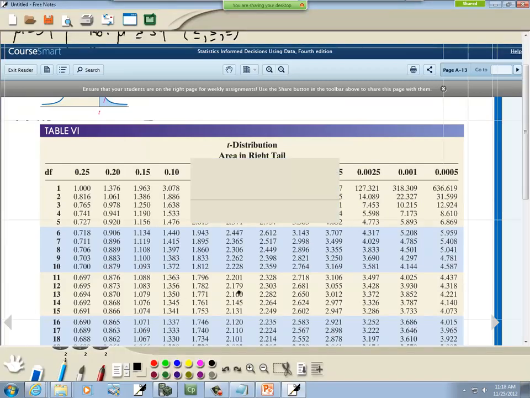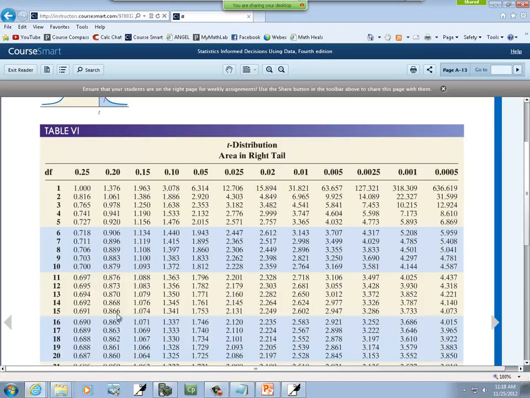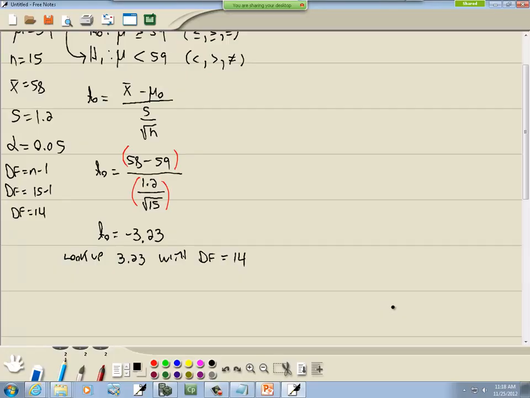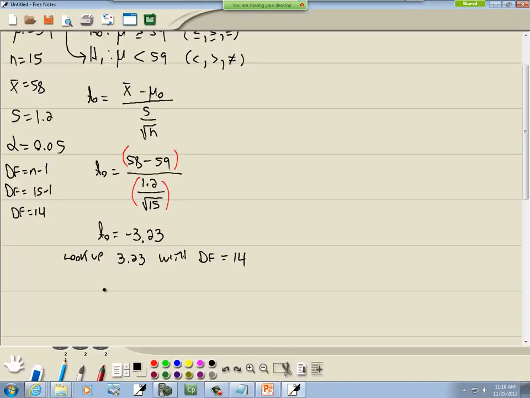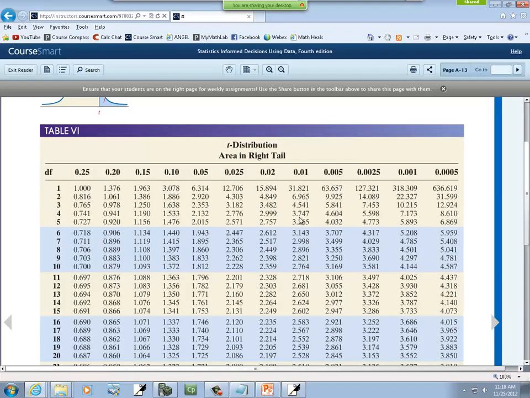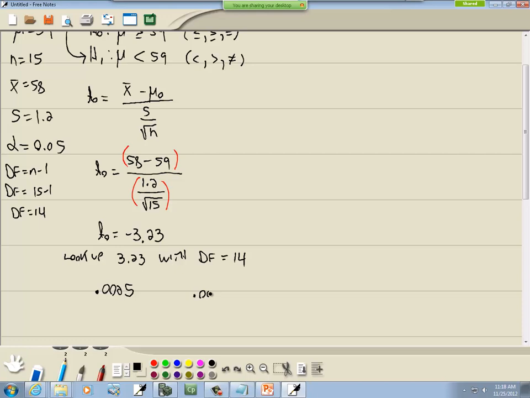So you're looking for a range. Degree of freedom of 14, 3.23. That would be between 2.977 and 3.326. So it falls in this range right here, which means I come up here and it's between 0.0025 and 0.005. So our p-value is somewhere in that range.